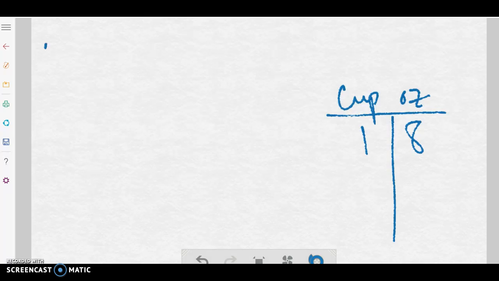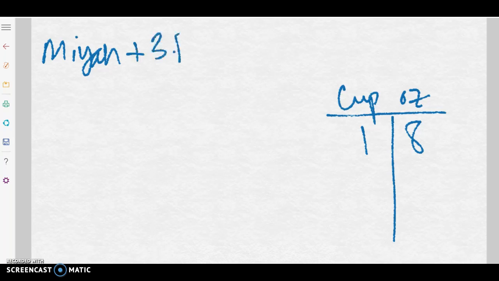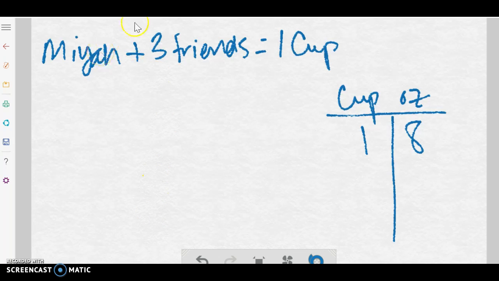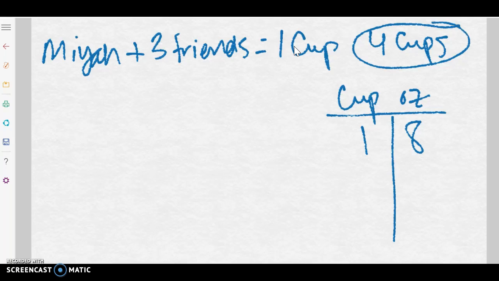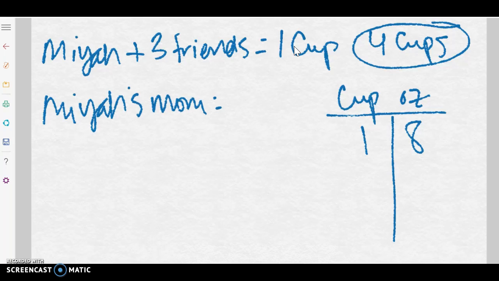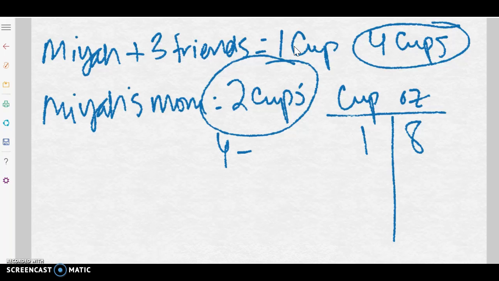But now I've got to figure out, I know Maya plus her 3 friends are going to have 1 cup. Well, that's 1 person plus 3 people is 4 people. So that's 4 cups. Between Maya and her 3 friends, they have 4 cups. Maya's mom drinks 2 cups. So I've got to say 4 plus 2 is 6 cups.